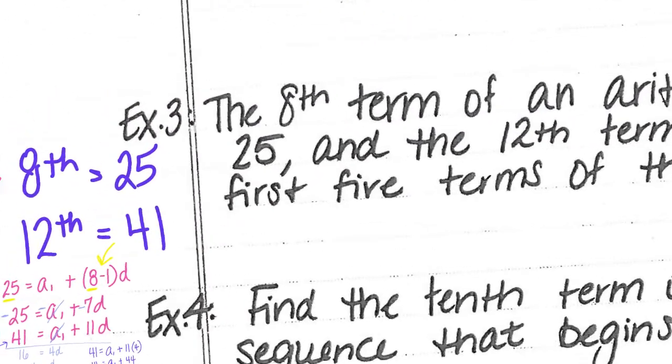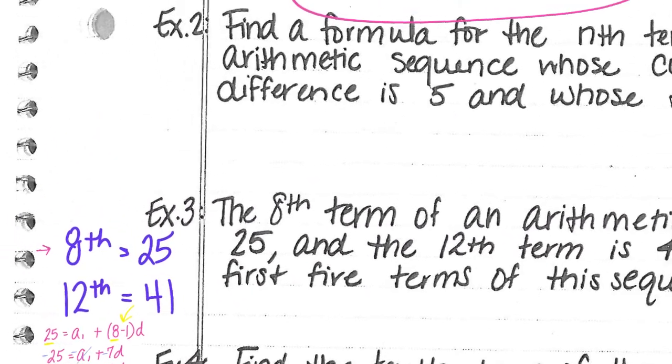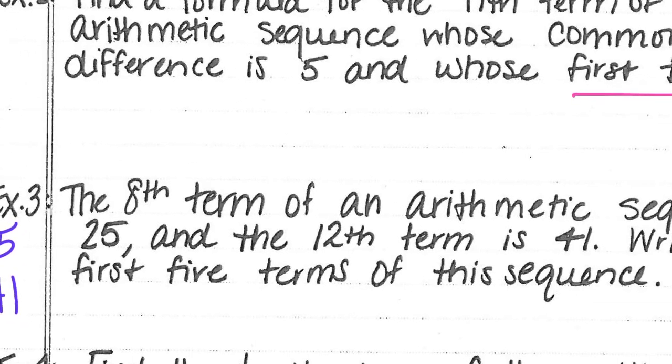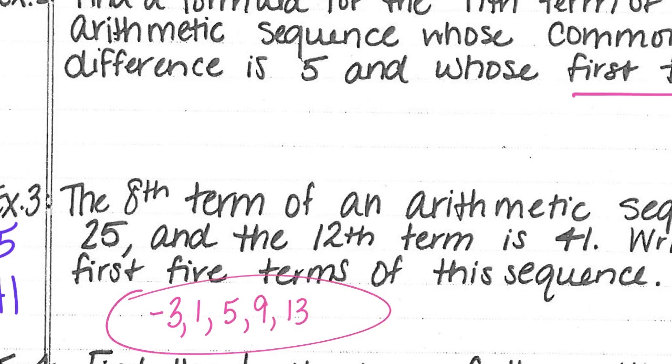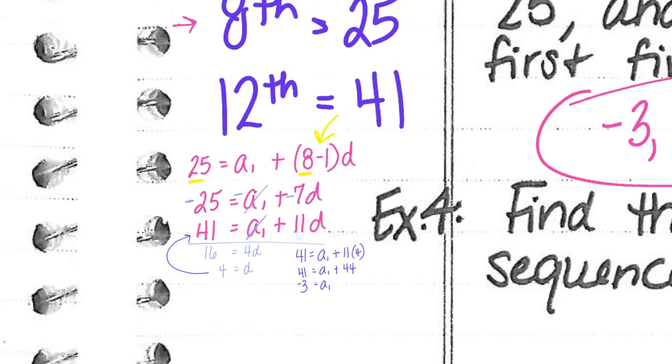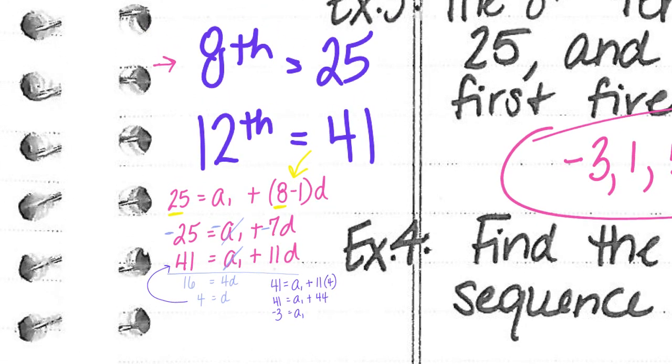Well, let's go back to what the question said. The question said to find the first 5 terms. So I know that my first term was a negative 3, and every time it went up by 4. So if it went up by 4, that would be 1. Up by 4 would be 5, 9, and 13. So again, we do have to use systems of equations. We're plugging it into the formula that we were given using the information that we have.